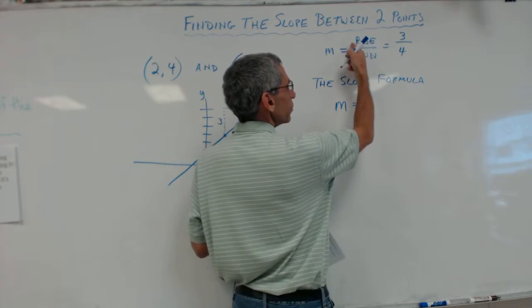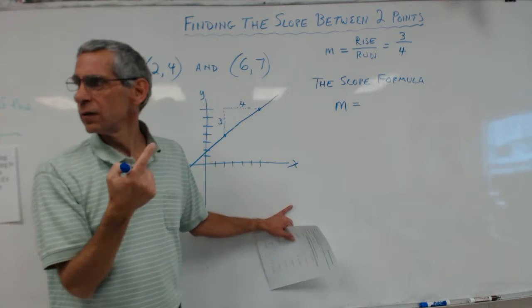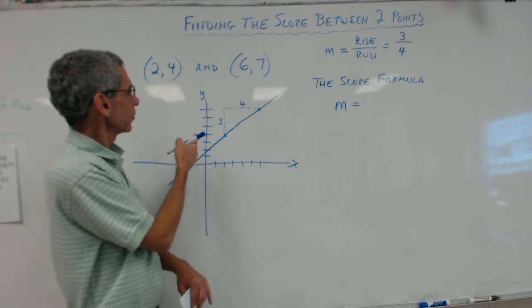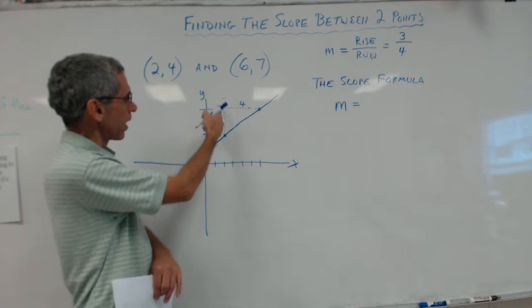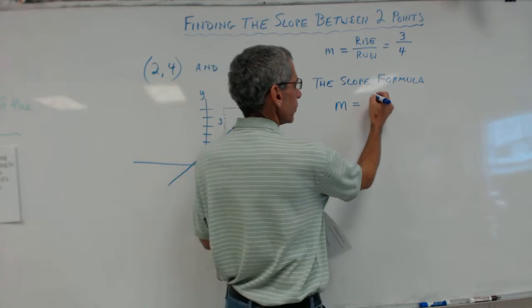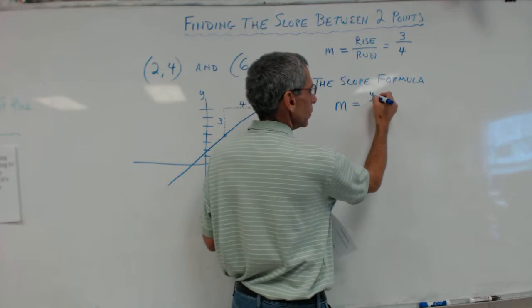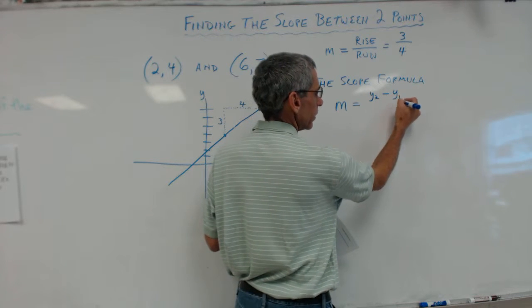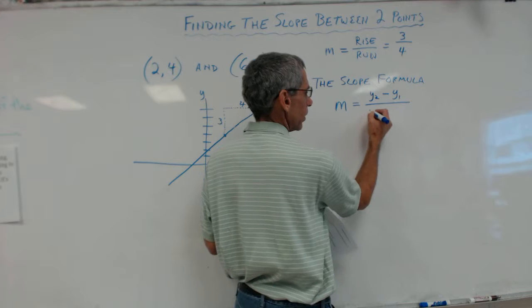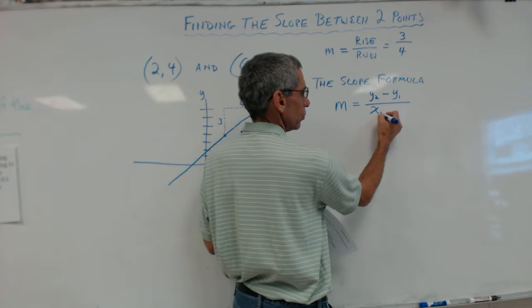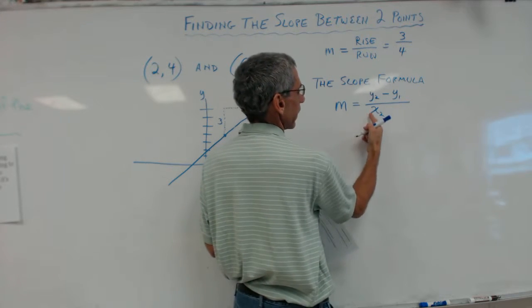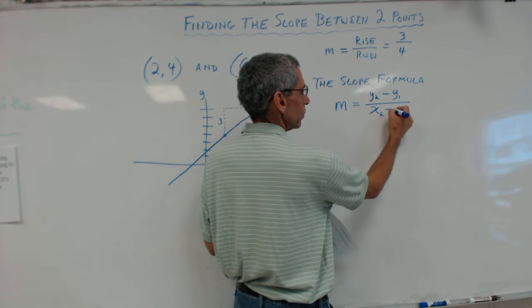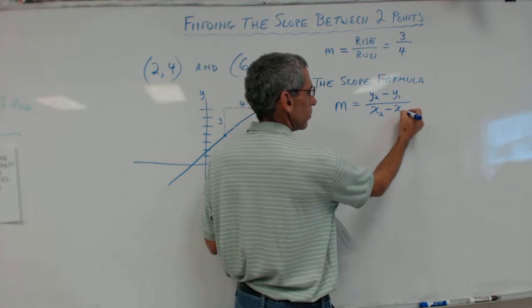It's rise would be what? Y or X? Which would be rise? Would that be considered the Y? Yeah, okay, so it's going to be y sub 2 minus y sub 1 over x sub 2. That's going to be the run, right? X is your run. X sub 2 minus x sub 1.